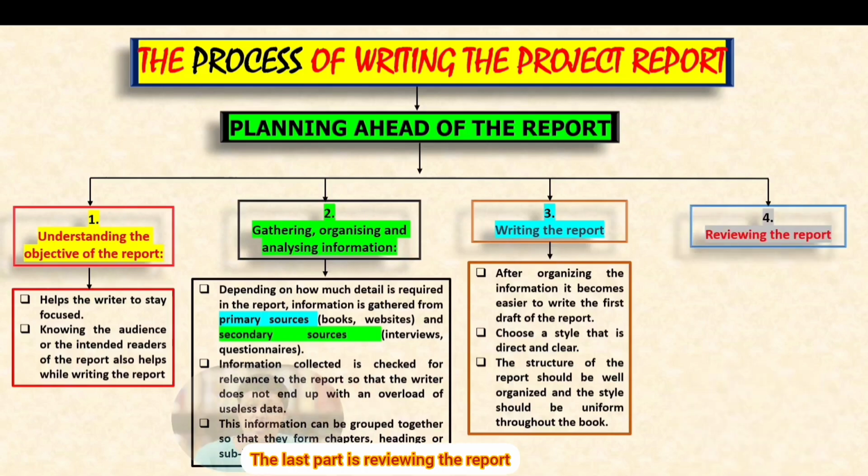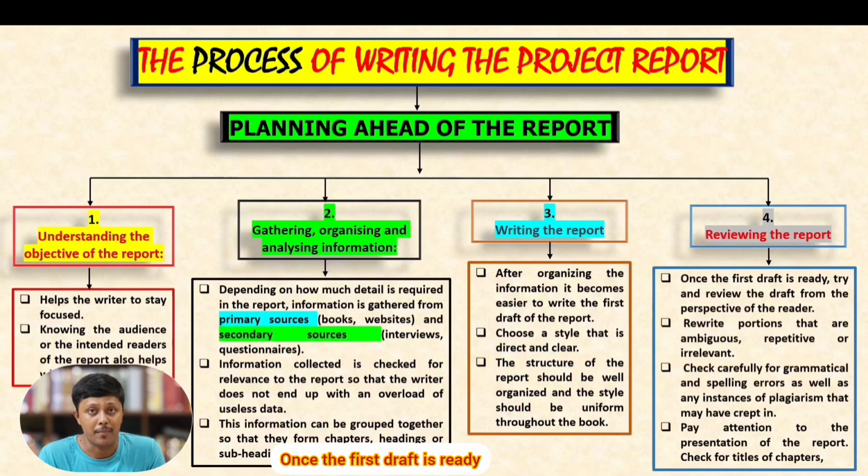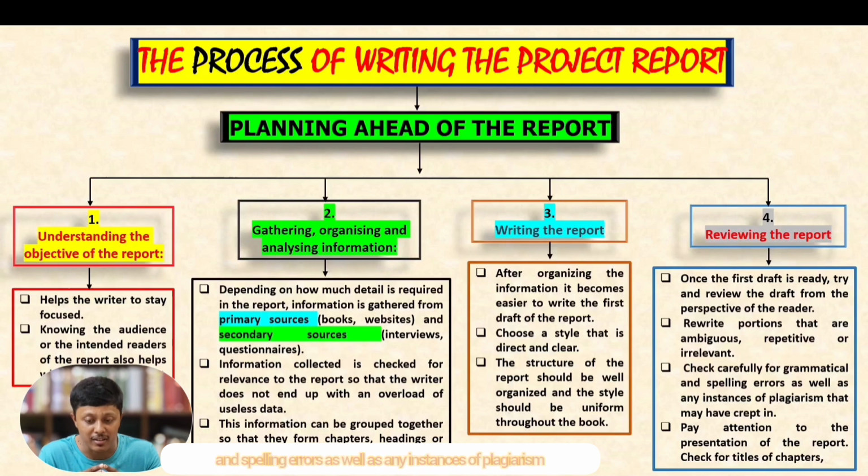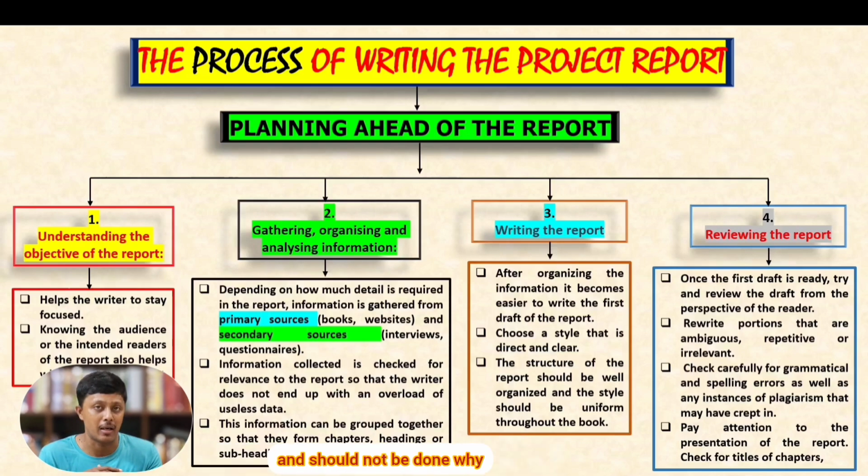The last part is reviewing the report. Once the first draft is ready, try and review the draft from the perspective of the reader, as if you are a reader and you are reading your report. Rewrite portions that are ambiguous, repetitive, or irrelevant. Check carefully for grammatical and spelling errors, as well as any instances of plagiarism that may have crept in. Now, I have already said in many other videos what plagiarism is, so copying from somewhere. That must not be done and should not be done. Why? Because originality is the key factor of writing your report.